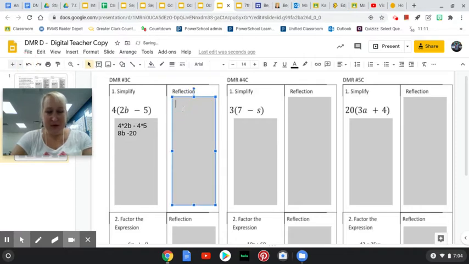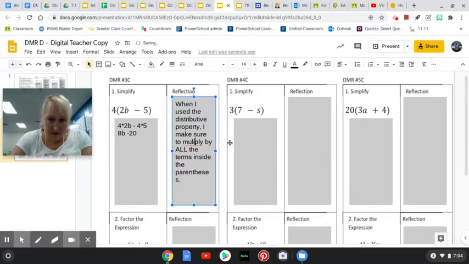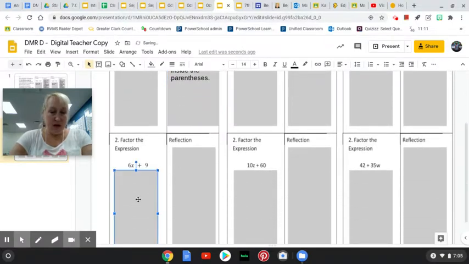Everybody has these problems. So the reflection is when I use the distributive property, I make sure to multiply by all the terms inside the parentheses. And I fix my typing. If you cannot see that, then what you do is you're going to pause so that you have time to type it. Factor the expression.